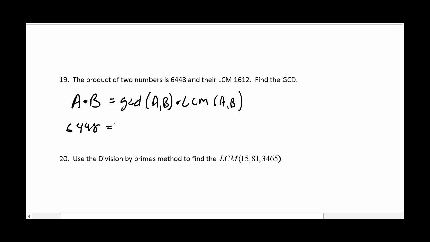Okay, so I know the product, in this case 6,448, and I'm trying to find the GCD. I know the LCM happens to be 1,612, so I have this formula that I can use to set up. So what I want to do is just divide. So the GCD in this case is, when I divide 6,448 by 1,612, I happen to get 4. So GCD is 4.